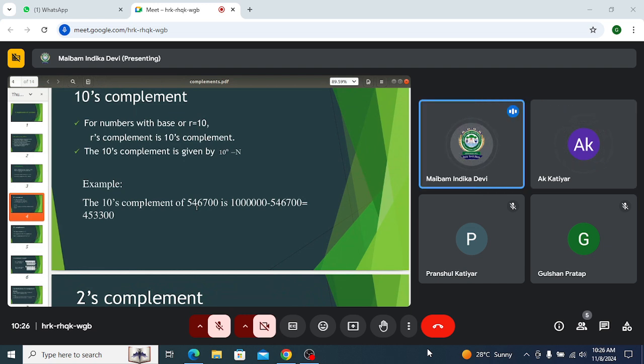So now I would like to mention here that this small n, the number of digits, you should count only the digits in the non-fractional part. That is the number of digits before the decimal point. Clear?